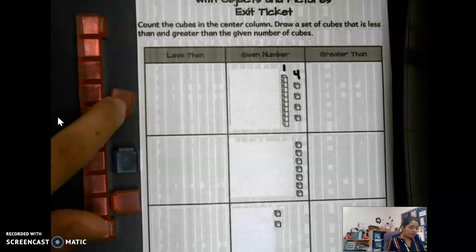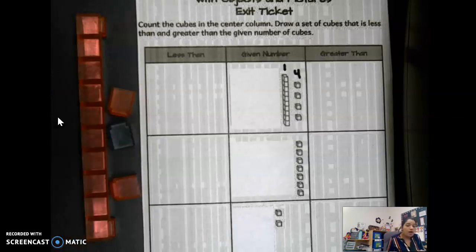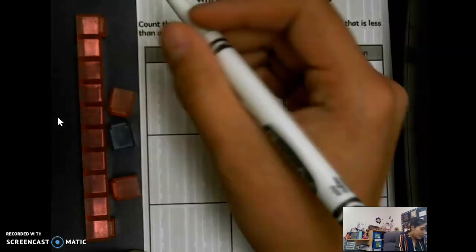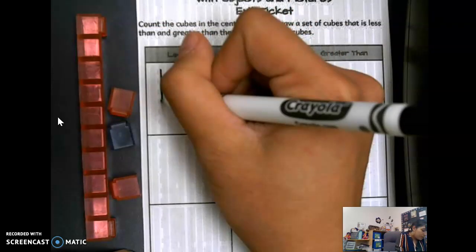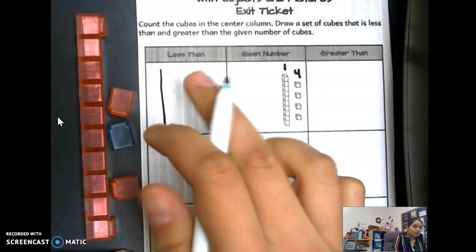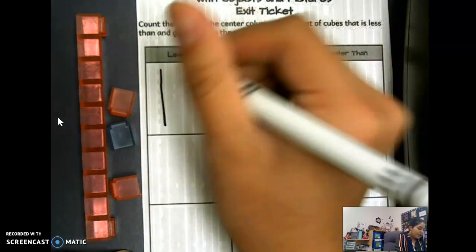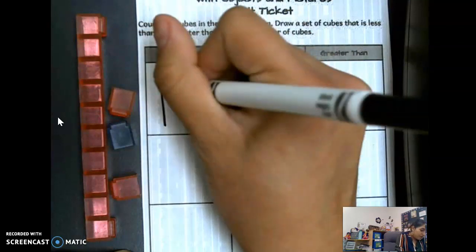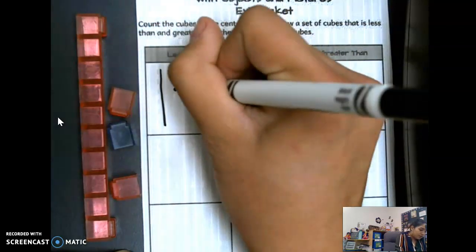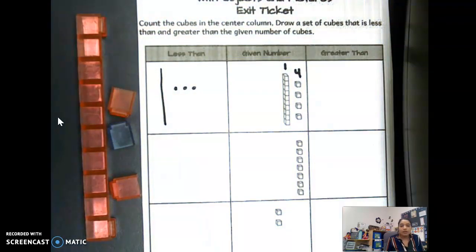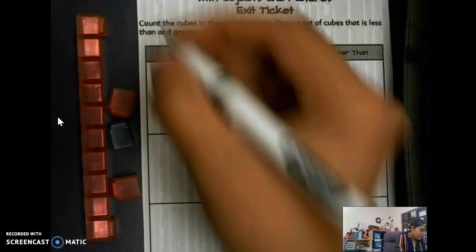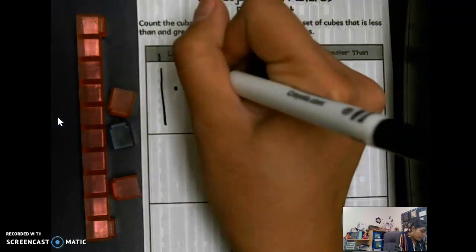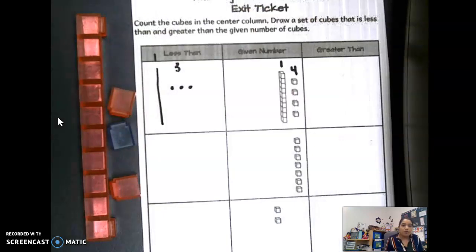And how many do we have left? We still have our 10 block. And we just have 1, 2, 3 ones left. Let's go ahead and draw that. So we have our 10 long. So we just draw a straight line. And we have 3 ones. So 1, 2, 3. Just like that. So I'm just going to write 1 ten and 3 ones.